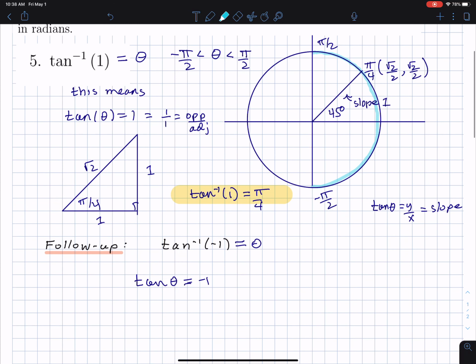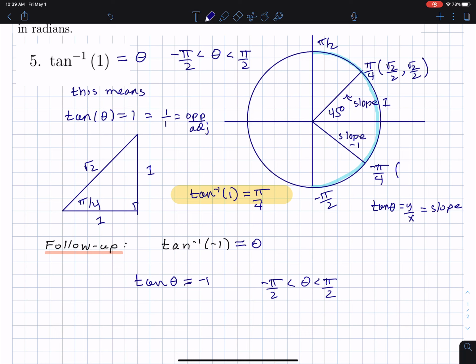Okay, so again, theta is between negative pi over 2 and pi over 2. Now, if I'm thinking about slope again, which is the way I like to think about this because I think it's quick, then I can draw a line with slope negative 1. And that is also going to give a 45-degree angle, and that's going to give negative pi over 4. So viewing this as slope makes the whole thing go really quickly.